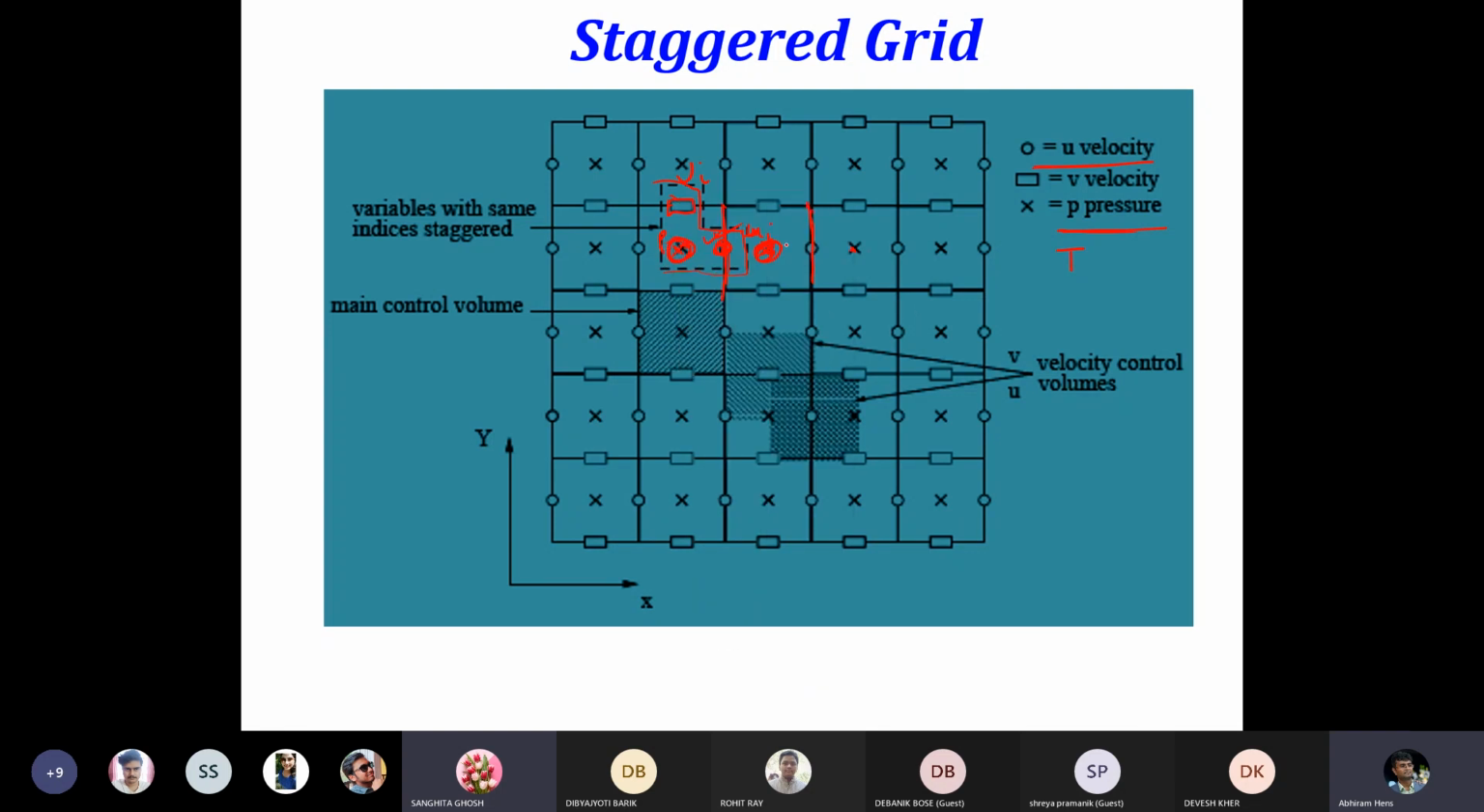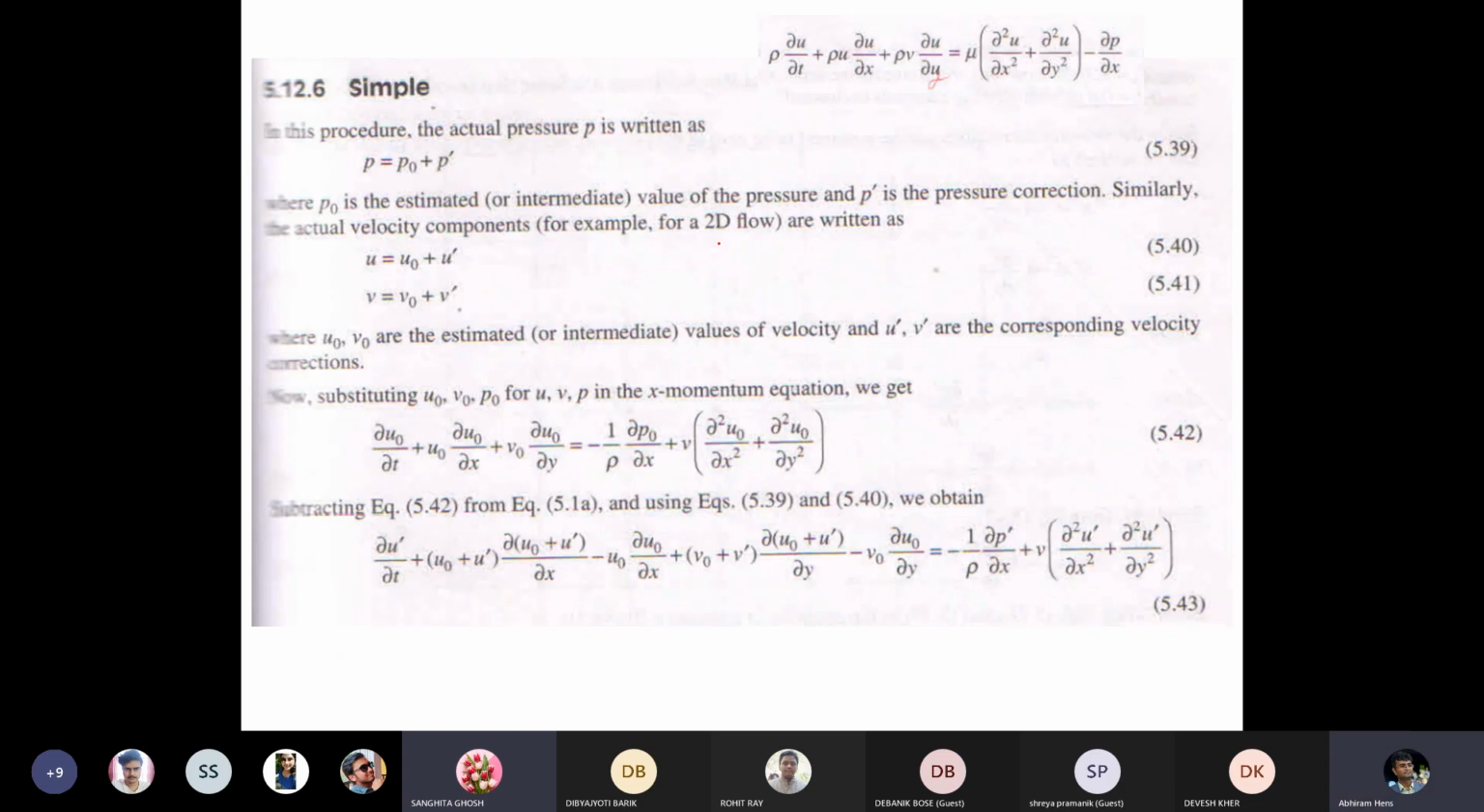alternate points. Okay, so this has the advantage, and that is why, although it poses some coding complexity, or your programming needs will be a little complex, its advantage is much more. That's why this is accepted. And the SIMPLE algorithm that we are going to learn now will be based on this staggered grid arrangement, where your velocity will be placed at the cell face and pressure will be stored at the cell center. Okay, now let us move to the SIMPLE algorithm.